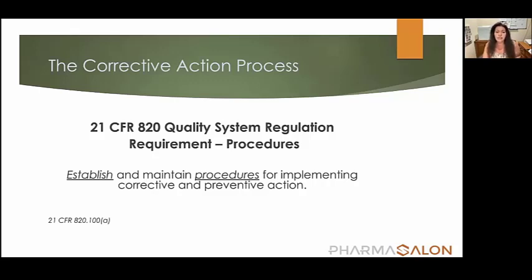So as stated in 21 CFR 820, the quality system regulation requirement procedures, meaning that you have to have procedures, is to establish and maintain procedures for implementing corrective and preventative actions. This is a direct statement. When they're looking at your QMS, they want to see its own defined SOPs and work instructions on how you handle corrective and preventative action.